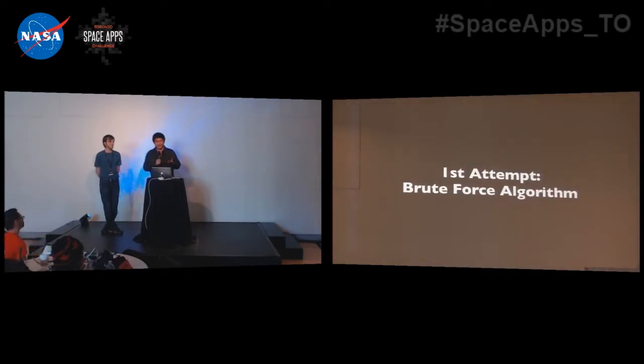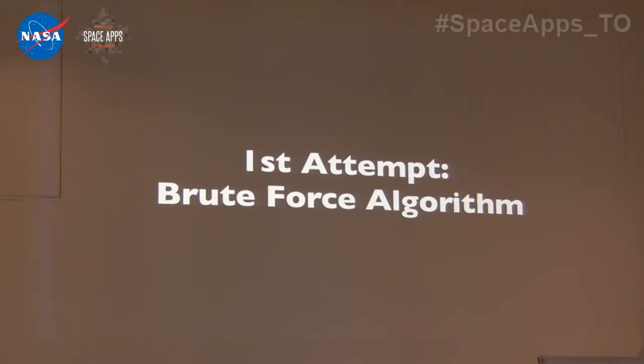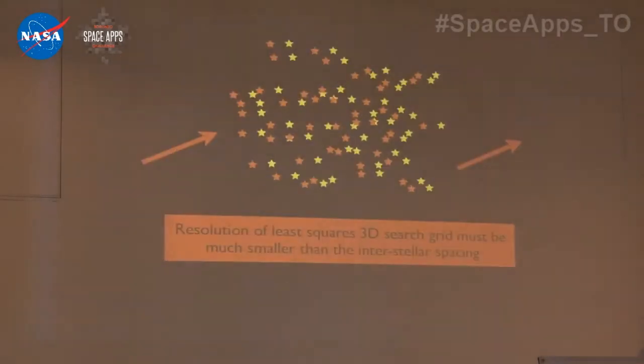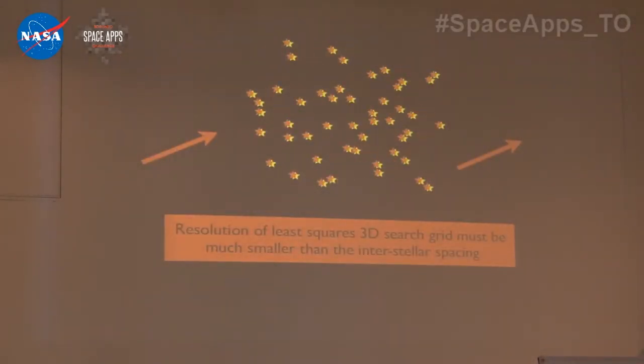So whenever you have this kind of spatial orientation problem, you do a brute force algorithm, right? So that was the nice thing to do. So on the right side, you just implement a simple star centroiding algorithm. And on the left, you start with some database of known stars, and then you do a simple least squares calculation. But the problem is that as we flick through these, I'm just varying my 3D grid in the orange stars, and my data points are the yellow. And you see that your grid size has to be much smaller than the average interstellar spacing.